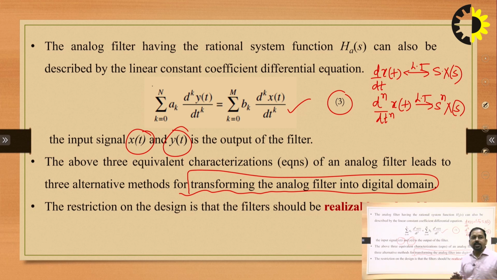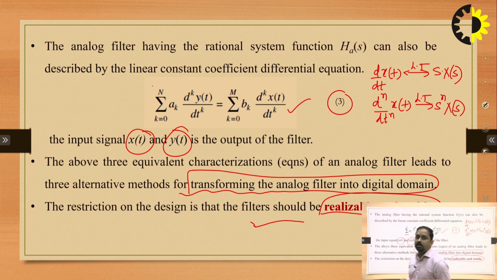Now what are the restrictions on designing? The restriction on the design is that the filter should be realizable as well as stable. Realizable means the filter must be causal. If the system is causal, then it is physically realizable. If it is non-causal, we cannot realize it. And the filter must also be stable. If the filter is unstable, it is again of no use.